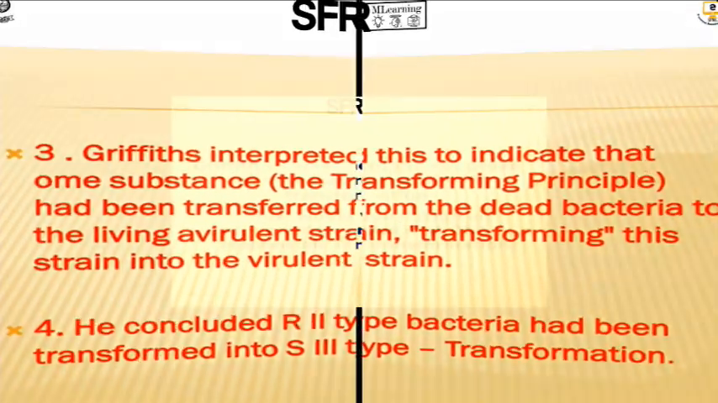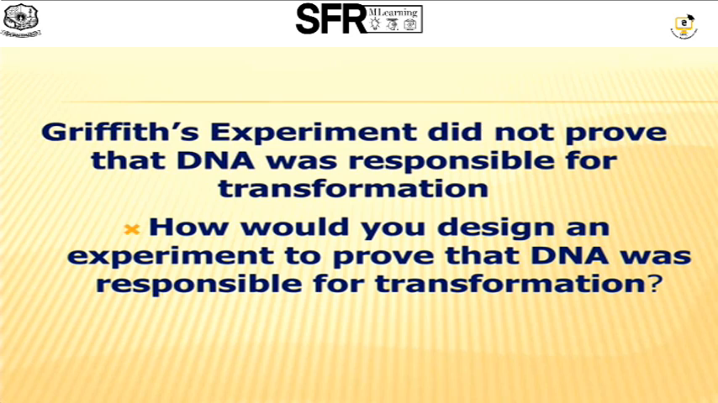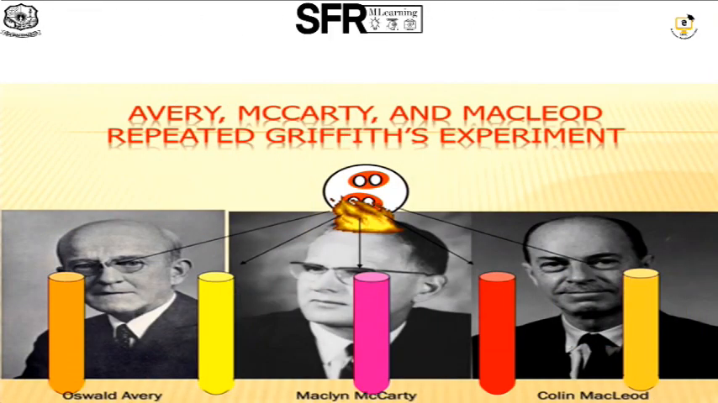So this is the experiment, and we can do this kind of work in a laboratory. The Griffith experiment did not prove that DNA was responsible for transformation. So he would design an experiment to prove that DNA is responsible for the transformation. This is the conclusion, but not all scientists accepted this kind of report.